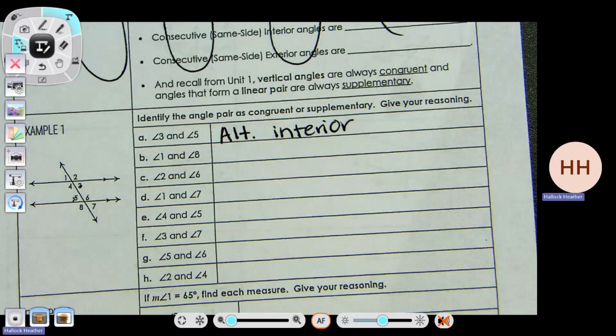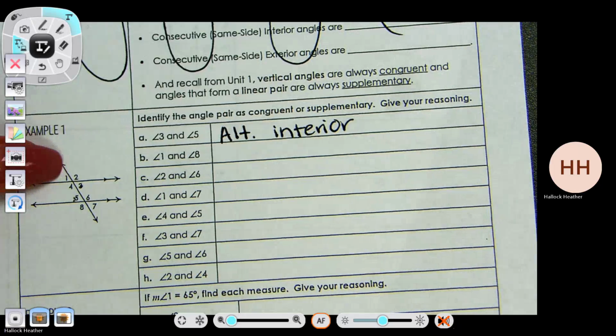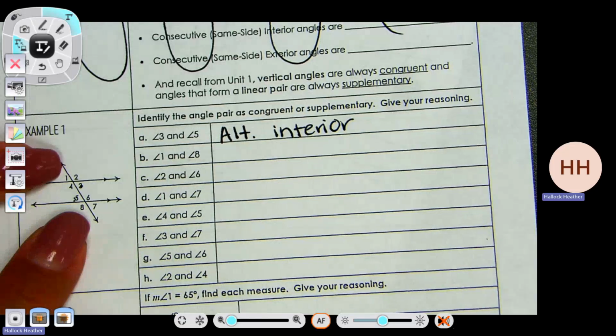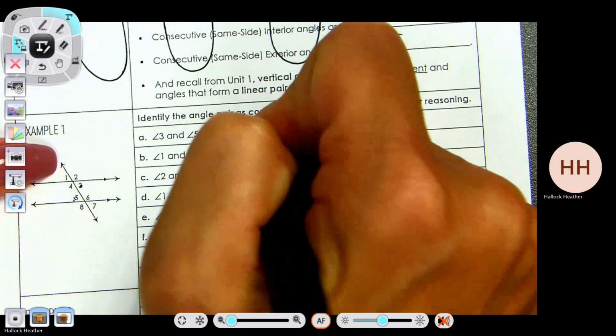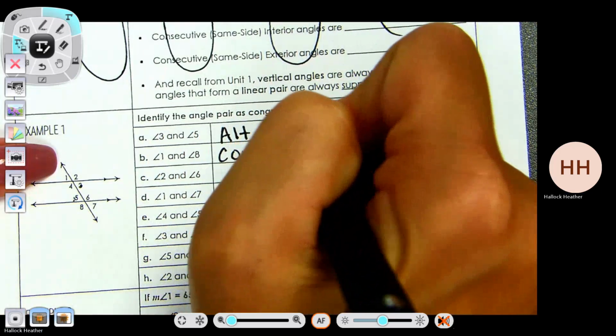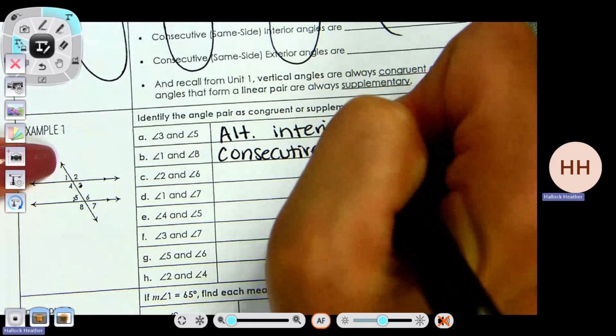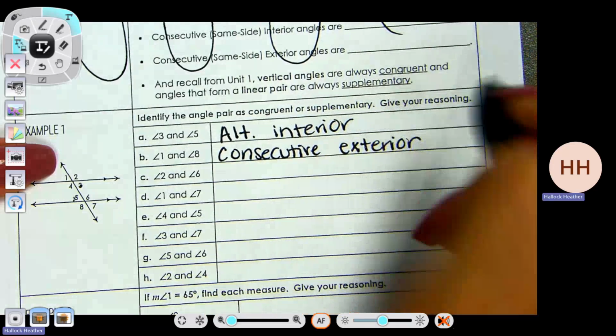If I look at 1 and 8, are these interior or are they exterior? They're exterior. So you have two options. They are either consecutive or they are alternate. Consecutive means same side. Notice that I did not jump across the transversal. So they're on the same side. So consecutive exterior, because they're on the outside.